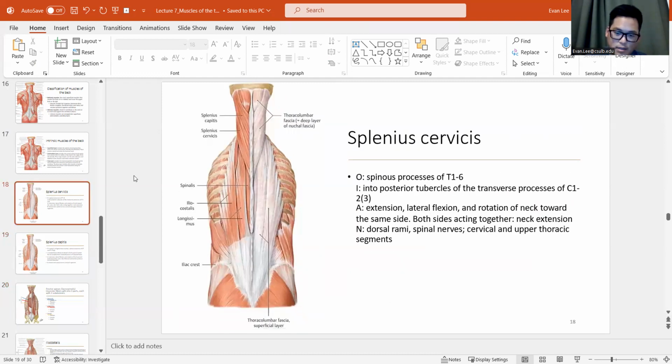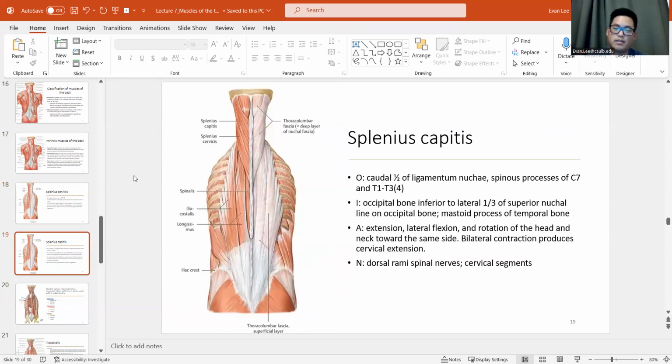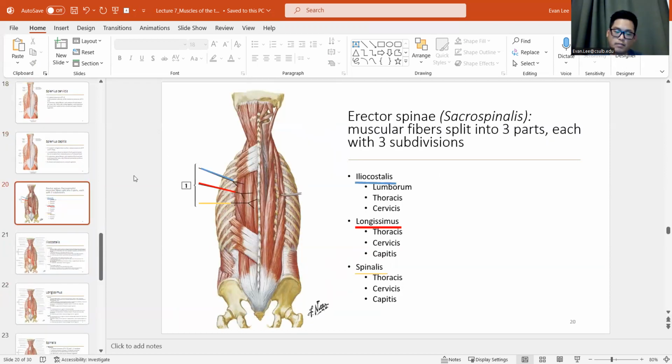Well, I think actually, no, these are superficial still. No, you're right. So this is the intermediate layer. The intermediate layer is going to be the erector spinae group, which has three main muscles: the iliocostalis, the longissimus, and then also the spinalis.